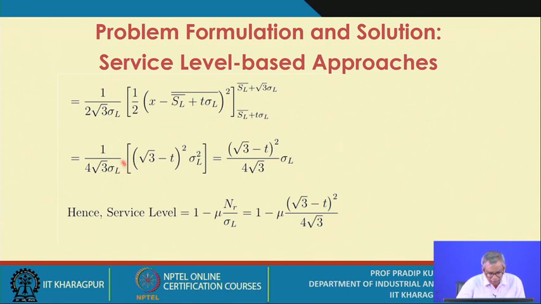So the next step, we get 1 upon 4 root 3 sigma L, (root 3 minus T) squared sigma L squared, and on simplification this becomes (root 3 minus T) squared by 4 root 3 into sigma L. So hence the service level is 1 minus mu into NR by sigma L. The expression for NR is known, and when you substitute this value of NR in this equation, we get an expression for the service level when the demand is uniform. So this expression is 1 minus mu into (root 3 minus T) squared by 4 root 3.